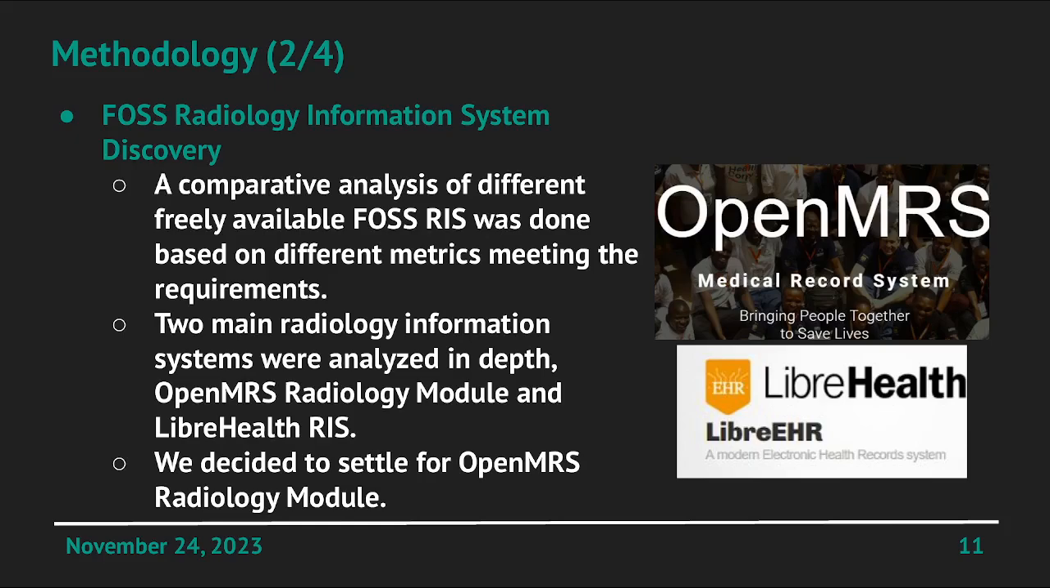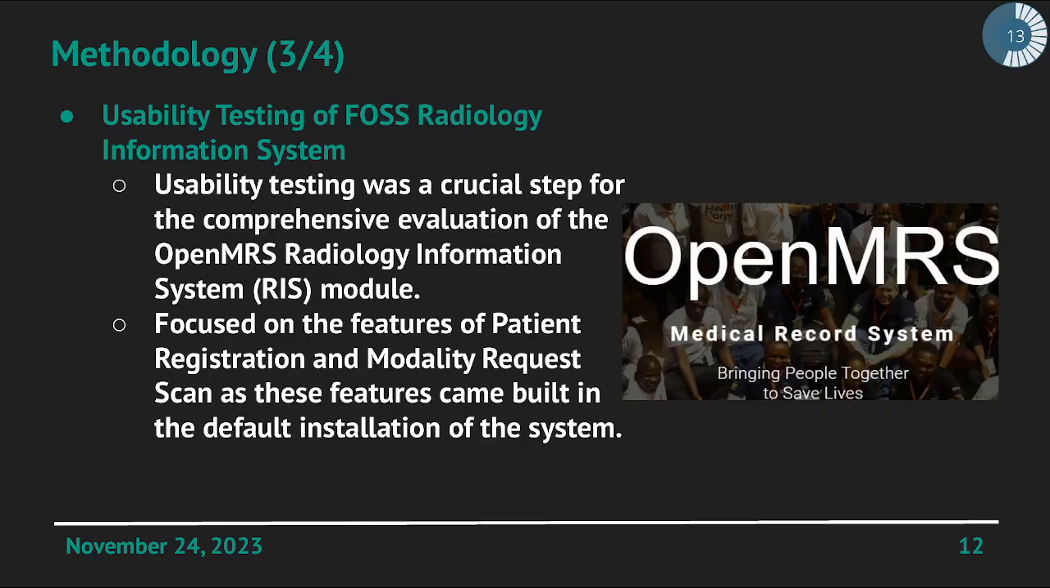Next was the discovery of a free and open source radiology information system. To do so, a comparative analysis of different freely available FOSS radiology information systems was done based on different metrics meeting the requirements. Two main radiology information systems were analyzed in depth: the OpenMRS radiology module and the LibreHealth RIS. We decided to settle for the OpenMRS radiology module due to the large support community ensuring future maintenance.